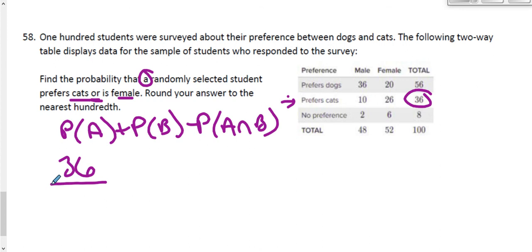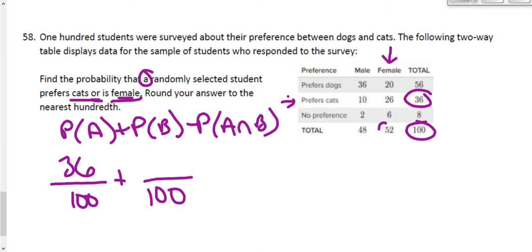Probability is always out of the total, the grand total, unless it says the word given. So there are 100 total students that were surveyed. So that's probability A. Let's take a look at probability B. Out of the 100 students, how many students are female? So that's this column here. There are 52 students who are female.